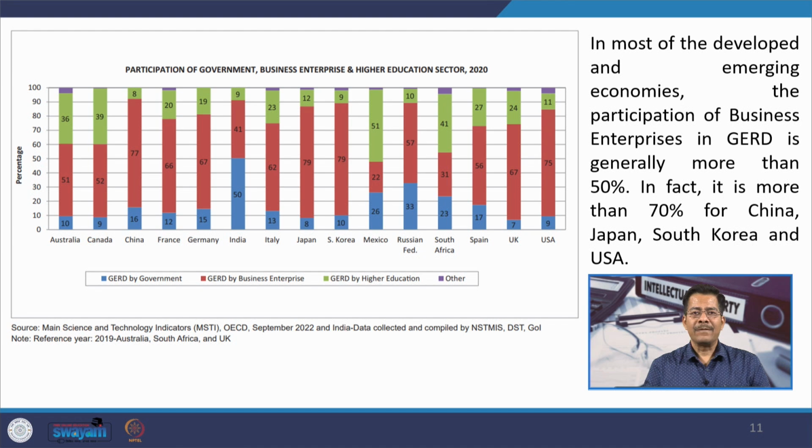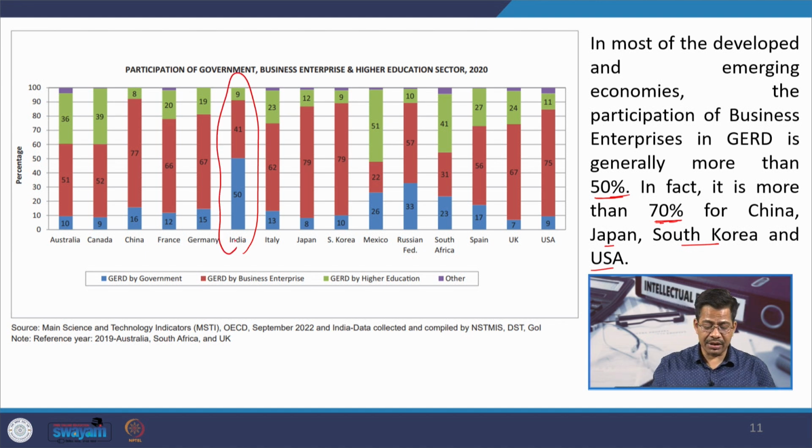Here you see a very interesting graph again at the macro level coming from different countries, where different types of economies are generally spending more than 50% from the business sector. And in some of the countries like China, Japan, South Korea, USA, it is 70%, and we just discussed that we are spending around 36-37%. So, that is India.